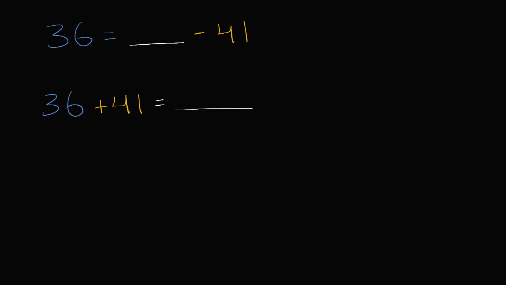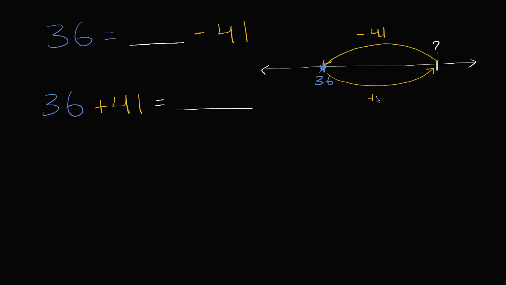You could draw this on a number line if these two statements being the same doesn't make full sense. If we do a number line right over here, they're saying, okay, we're going to start at some mystery number. That's our blank. We're going to subtract 41, and we're getting to 36. So this is the exact same thing as saying if we start at 36, and if we were to add 41, we get back to a blank right over here.